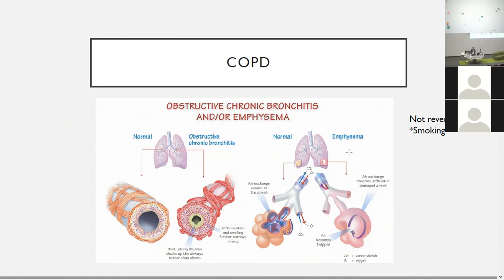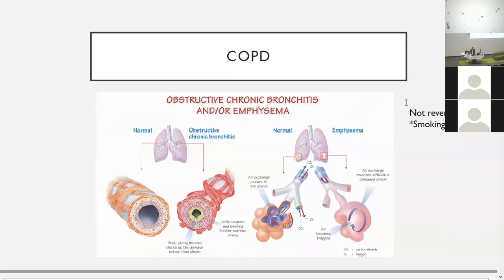So normally, your breathing takes about 5% of your basal metabolic rate. If you're breathing too much, that means you're burning a lot of energy and you become thin. Whereas your blue bloater comes in cyanotic, obese, and they smoke a lot. So that's the chronic bronchitis. And COPD is not reversible. If you give somebody a bronchodilator and then measure the lung volumes, they won't be reversed.